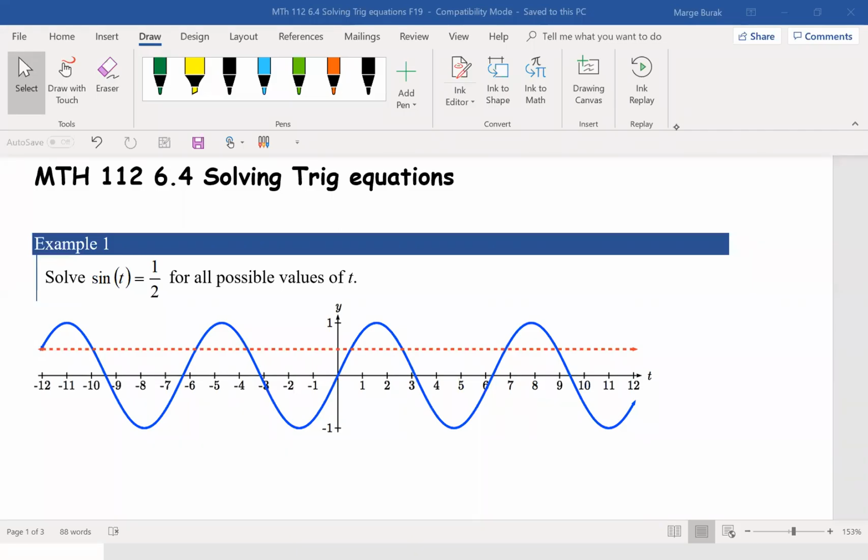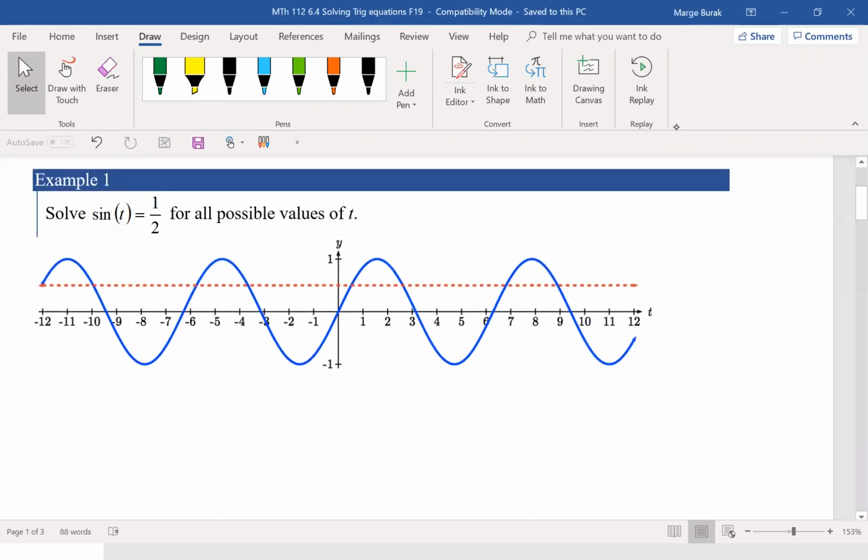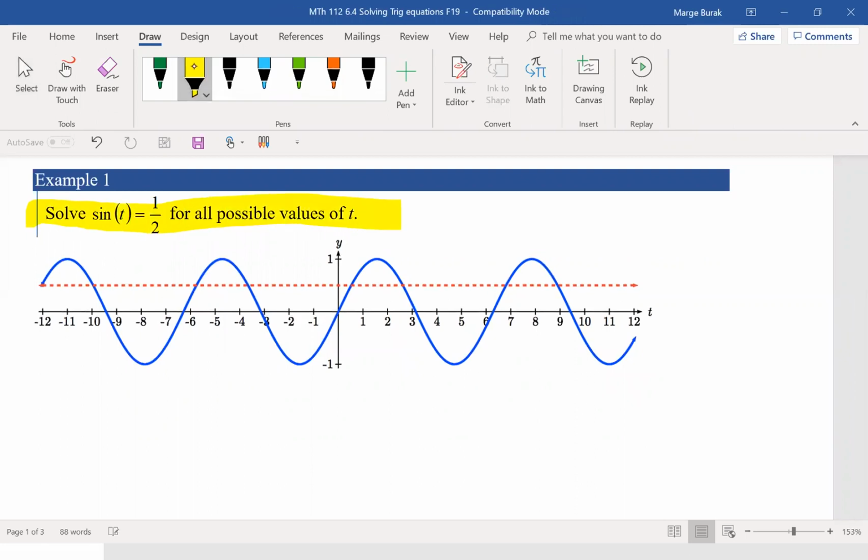All right, let's solve some trig equations. So first of all, here's an example that says, let's solve sine of t equals 1/2 for all possible values of t. The trick here is the word all.